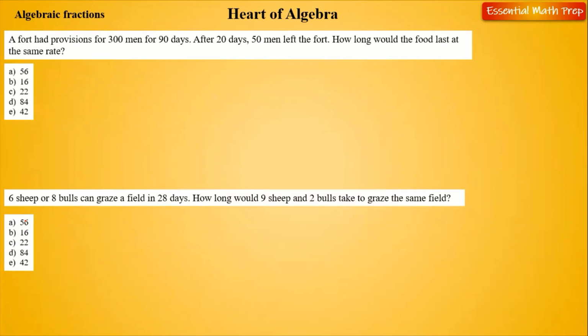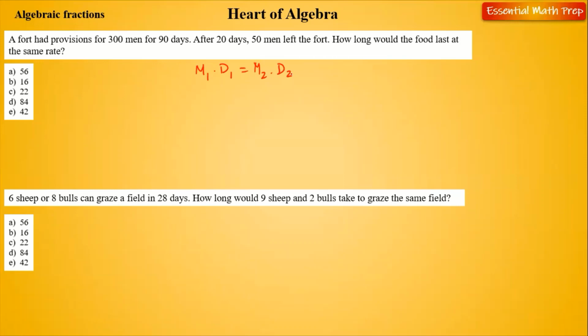A fort had provisions for 300 men for 90 days. After 20 days, 50 men have left the fort. How long would the food last at the same rate? Now, if any of you have taken any chemistry class, you may have come across something like this. Again, it may not look exactly like this, but somewhere along these lines. What is this? M1 times D1 equals M2 times D2. We're assuming there is some sort of a linear relationship between the men and the number of days.